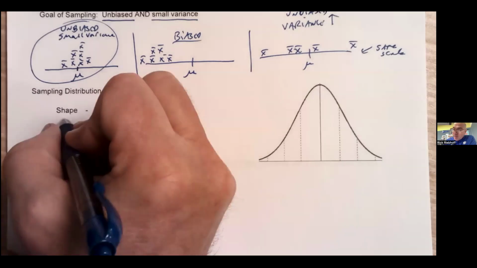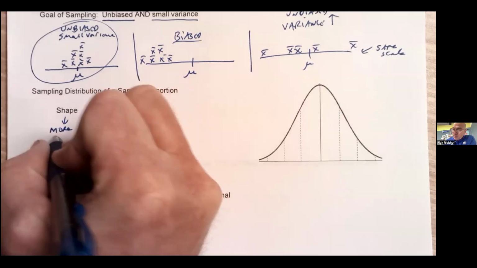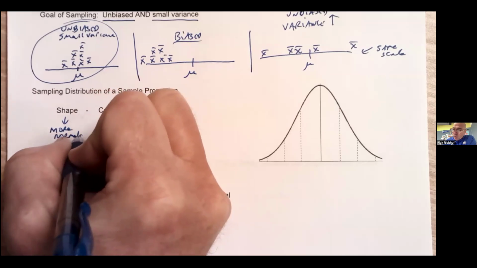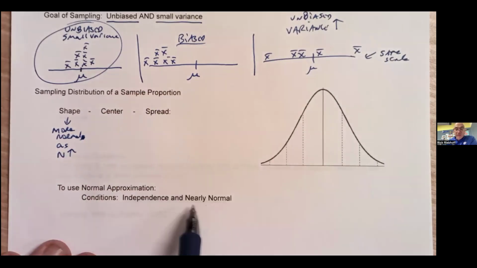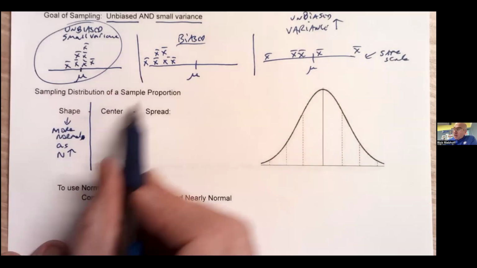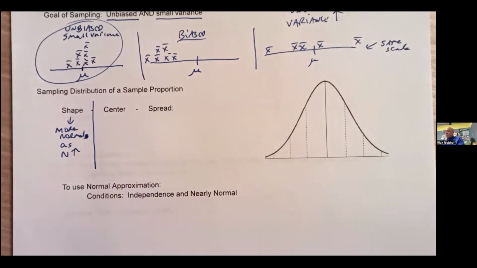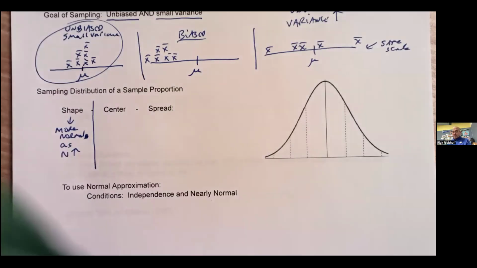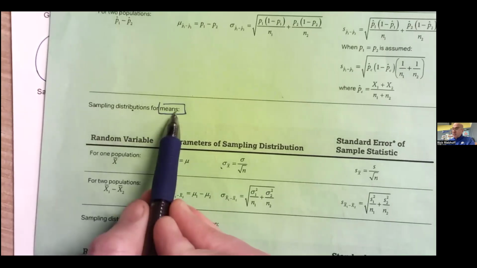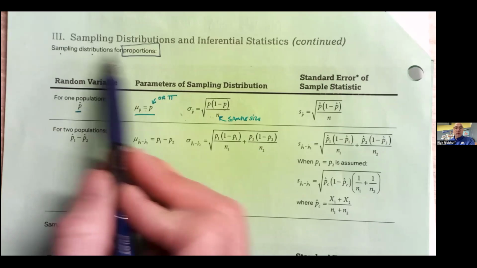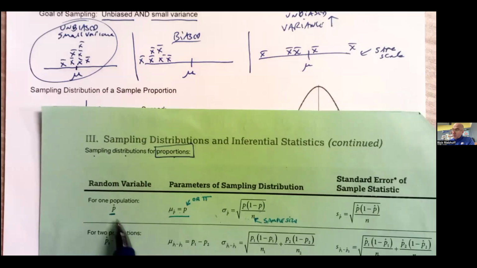All right, sampling distribution of a sample proportion. The shape should get more normal as sample size goes up. We'll talk about that down here when we talk about nearly normal. Anytime you see sampling distribution, you can come here. Second page: sampling distributions for means, sampling distributions for proportions right there. So this is a helpful thing to have. We're talking about proportions, so we're going to use this top one, right?